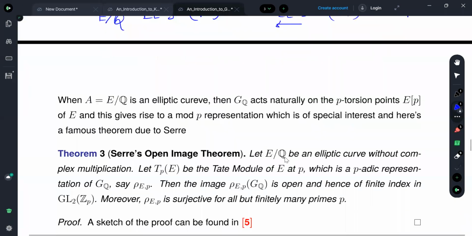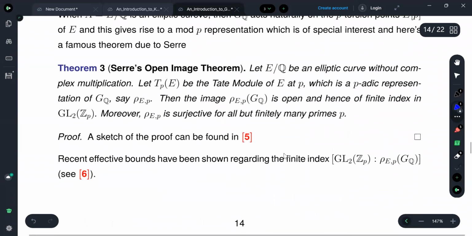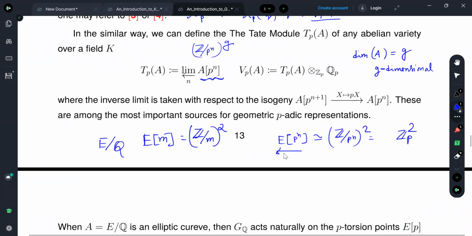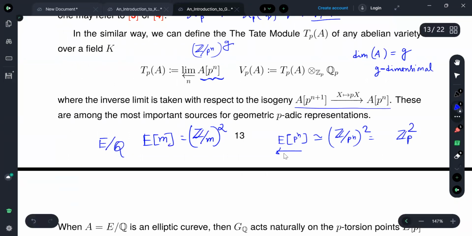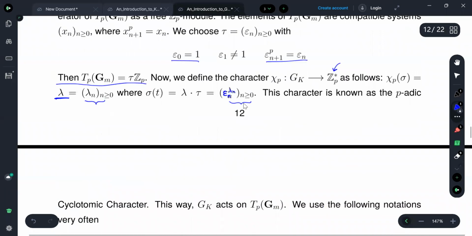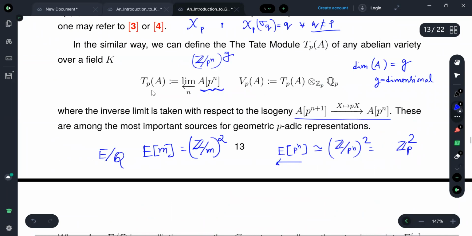And now I just included the famous theorem of Serre. It states that if E over Q is an elliptic curve without complex multiplication. Something you missed, I think, in the last slide, about the isogeny thing. Yeah. So I have just mentioned with respect to which I am taking this inverse limit. It is almost the same as this thing. Here it is multiplicative, x going to x to the p, but here it is additive. The group structure on the points of an abelian variety is additive, and here the isogeny is the multiplication by p map.